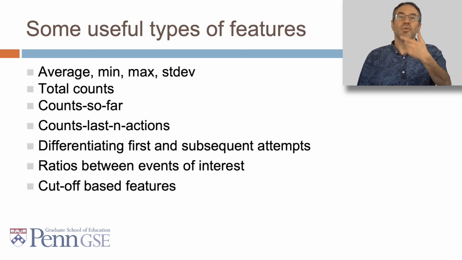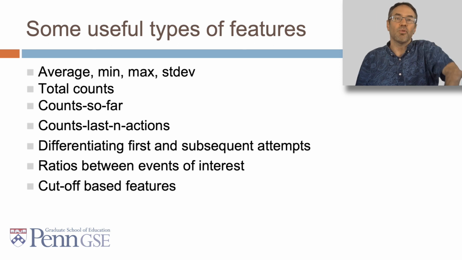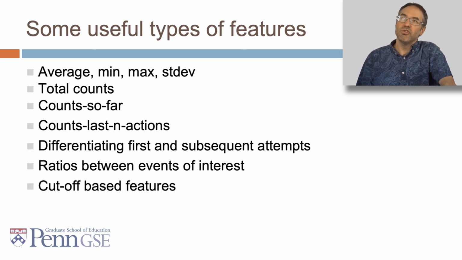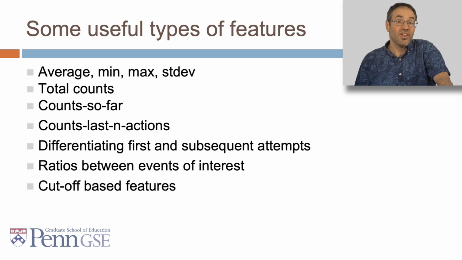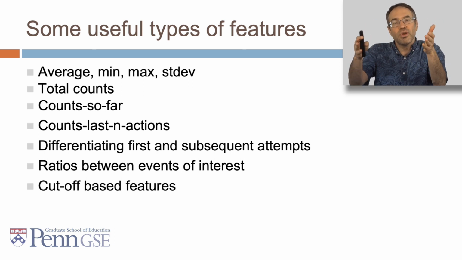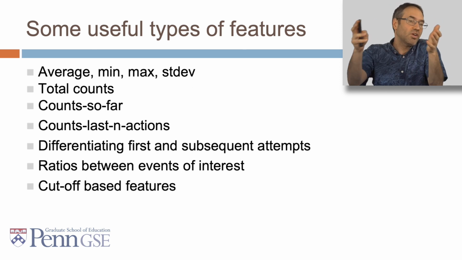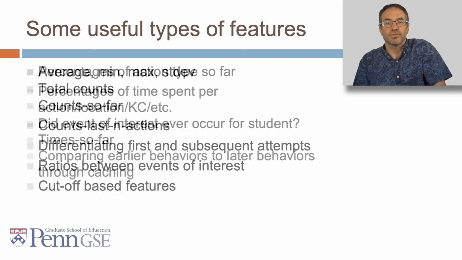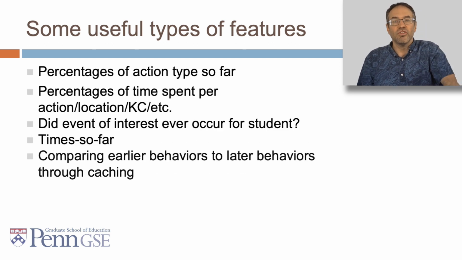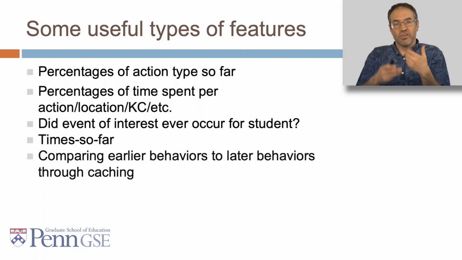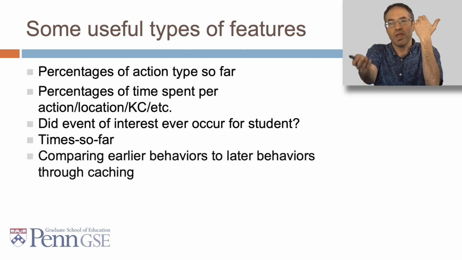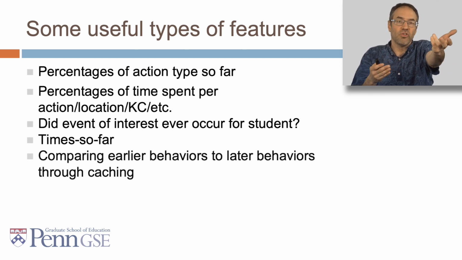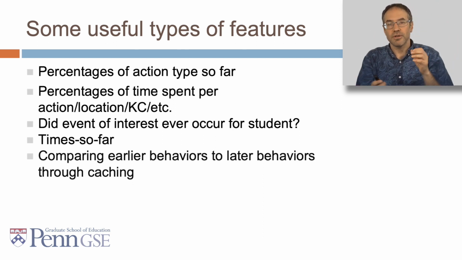Particularly important, we'll talk about this one a little more when we talk about knowledge tracing, because student performance on their first attempt on a math problem, or other kind of problems, is often indicative very differently than their performance the second or third time. The ratios between events of interest. Features based on cutoffs, thresholds. Percentages of some action type so far. Percentages of the student's time spent per different type of action, or different location in a virtual world, or different knowledge component or skill, or whatever.